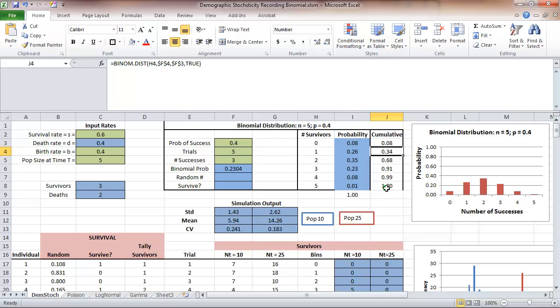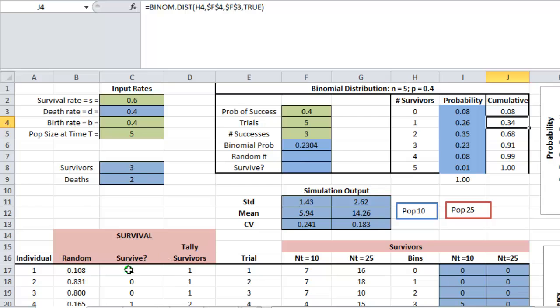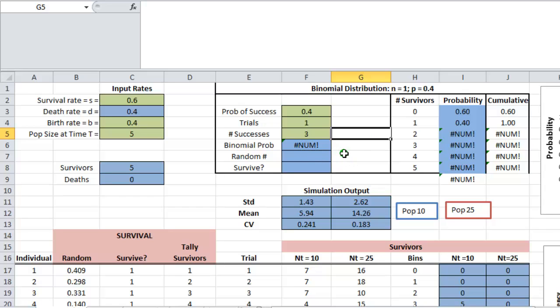Now, how does this relate to our if function that we used down in cell C17? Well, here we're dealing with a special case of the binomial distribution where the number of trials is 1. So let's enter the number 1 in cell F4. And of course, we're getting an error here now because we can't observe 3 successes out of 1 trial.